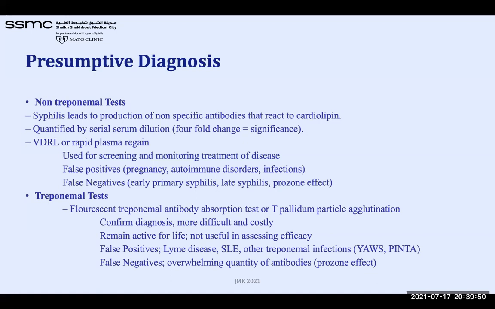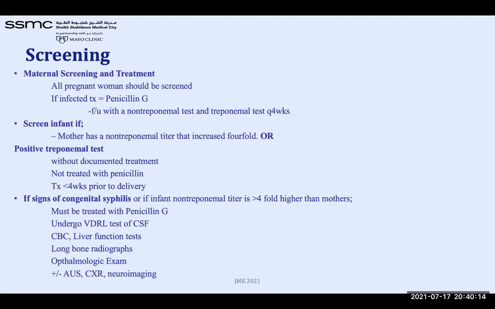It can be false positive, as for example, pregnancy, autoimmune disorder, infections. False negative: early primary syphilis, late syphilis, prozone effect also. Treponemal test also can be false positive and false negative. So that's why we have to repeat the test, and at least 3 tests negative, and then we can call these negative.